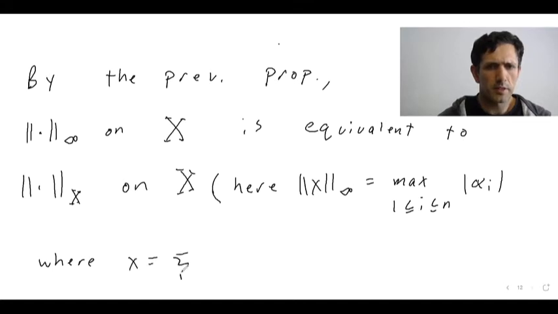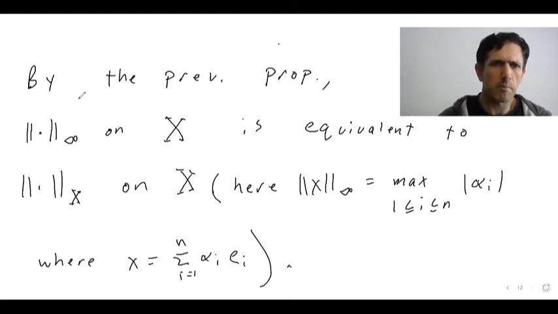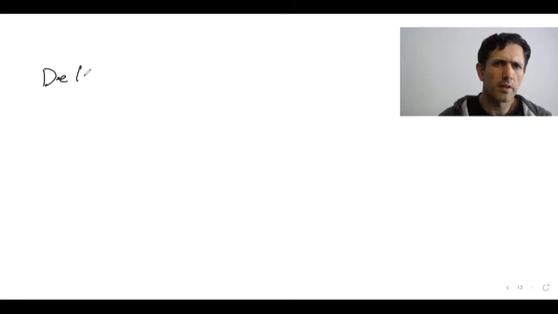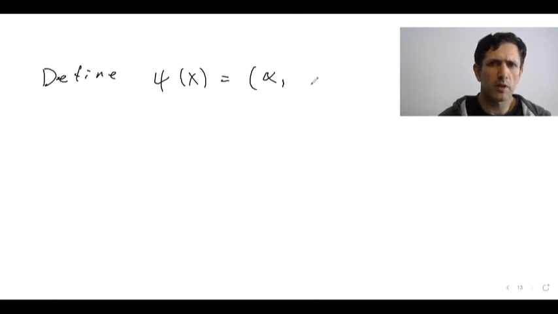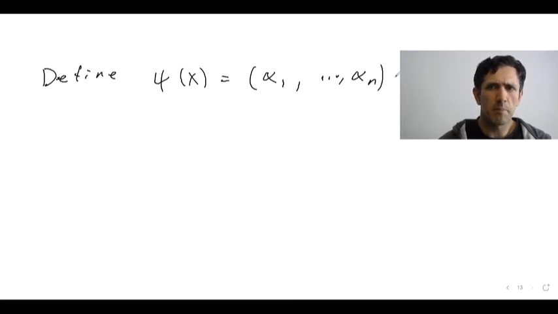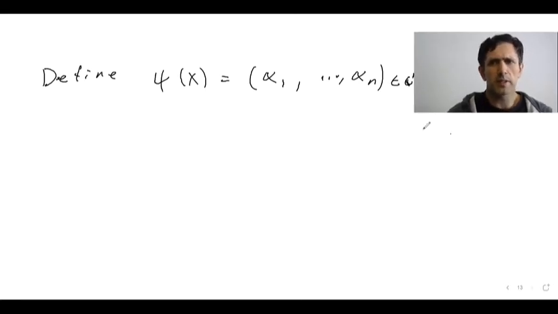Here, X is written in this basis. Right, so we define this map here in kind of the obvious way. Well, let's just say this is alpha 1, alpha n, which is obviously in Cn. Right, so we're basically done.